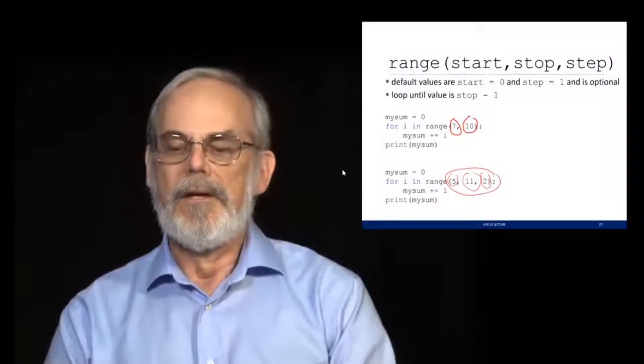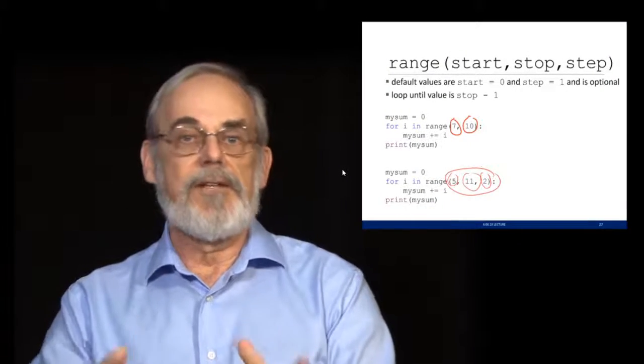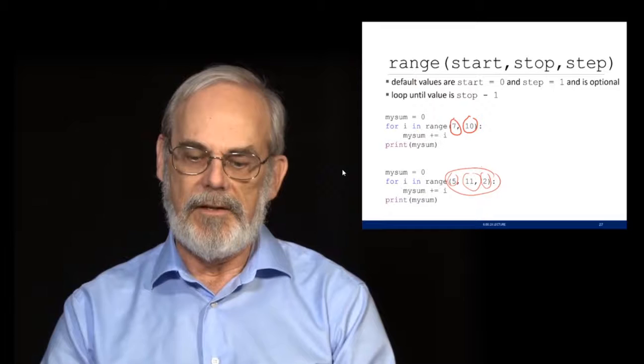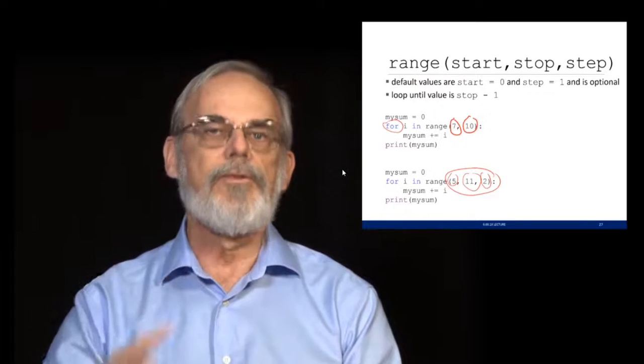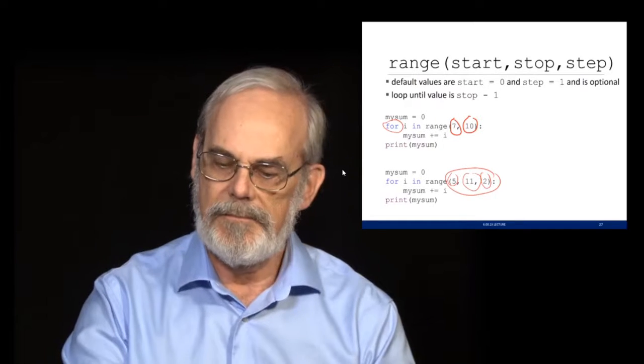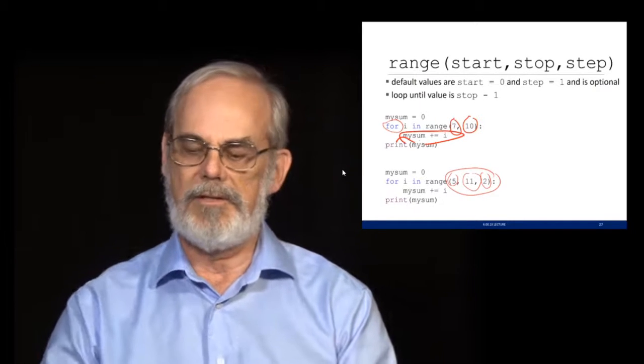Sounds right. So I can use range to actually give me a set of values. But the nice part about all of this is the for loop always will just run through all of those values, executing the body of the loop each time through.